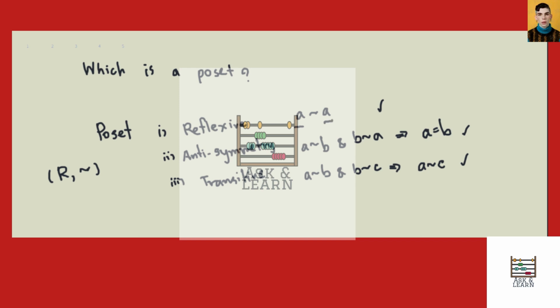Anti-symmetry means if two things relate to each other both ways, then those two things must be the same. So we cannot have two distinct elements that relate to each other both ways. It can relate in only one way. So A relates to B alone or B relates to A alone is allowed when A and B are distinct. But if it happens together at the same time, then A and B must be the same element.